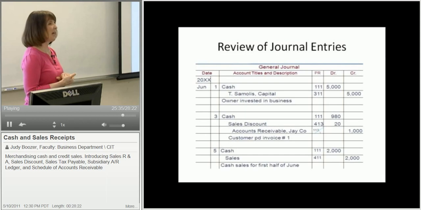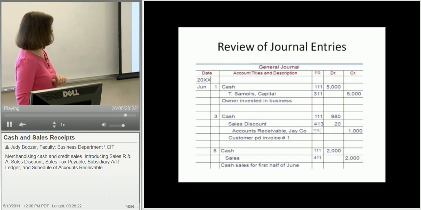Someone paid on their account within the terms of their credit. So they pay within the discount period. Therefore, cash amount shows the reduction due to the discount. The discounts get recorded here, though, as a debit because it's a contra account, so it's a debit. And then accounts receivable gets credited for the full amount of the original sale.